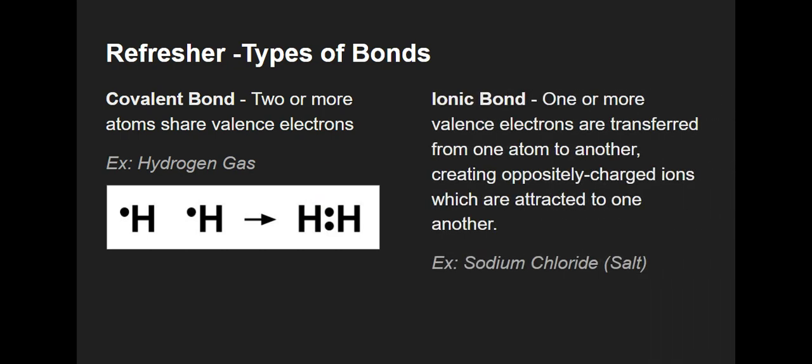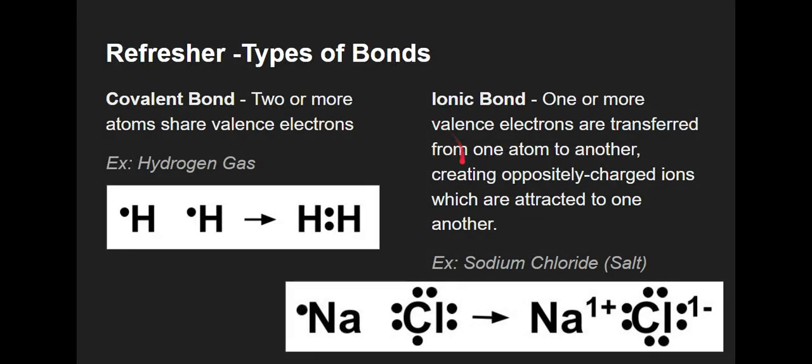In contrast, an ionic bond is one in which one or more valence electrons are transferred from one atom to the other. So what this does is it ends up creating oppositely charged ions which are attracted to one another. Our example is sodium chloride or salt.